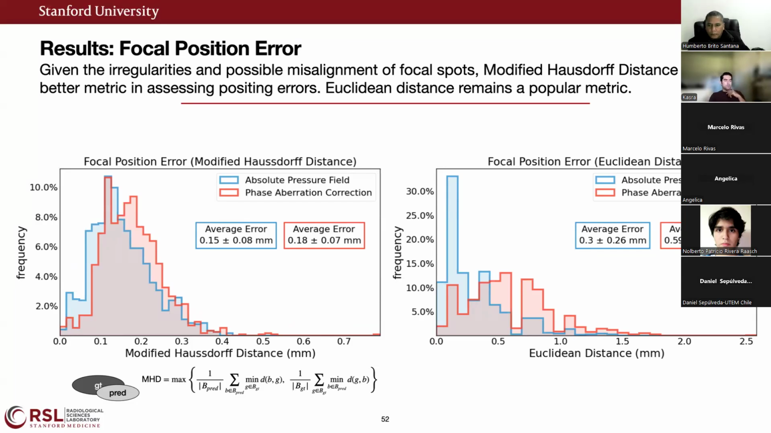In terms of Euclidean distance for focal positioning error, it was interesting to see that the phase aberration correction is a little worse, but still it's great. It's 0.6 millimeters on average in terms of the focal positioning error.